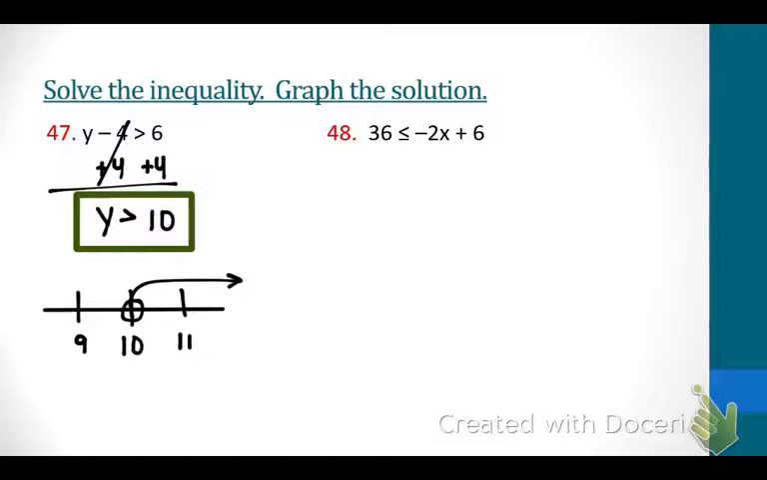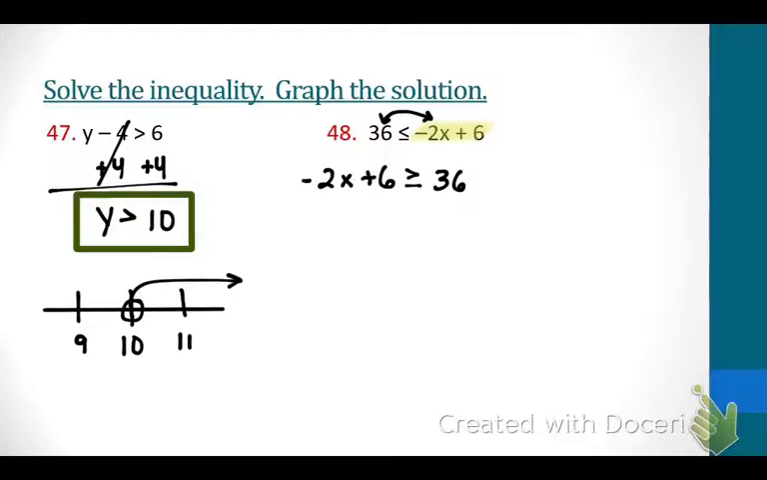Okay, the next problem, number 48, is probably one of the toughest problems that you will see on your midterm. Here's the deal. We have the x and it's on the right side, but we don't want it on the right side. We want it on the left side. So what I've got to do is switch sides. I'm going to put the negative 2x plus 6 on the left, and I'm going to put the 36 on the right. But if I am switching these two, what else has to switch? The sign.